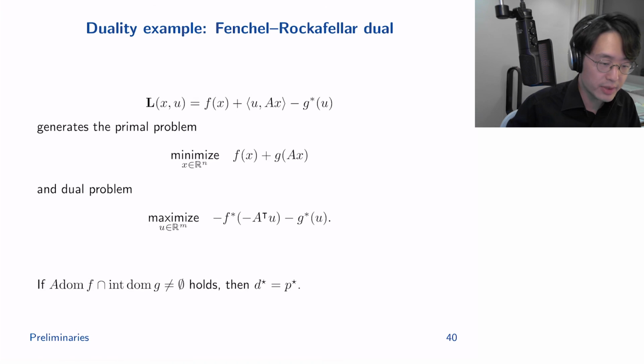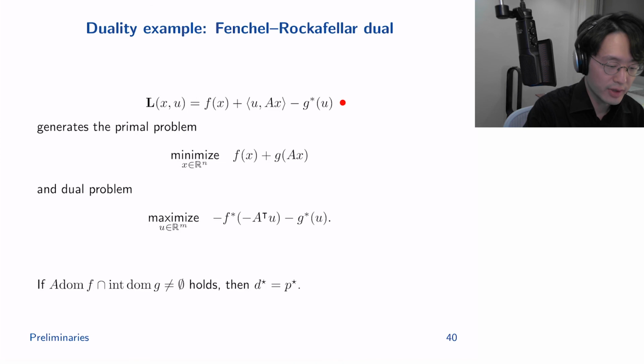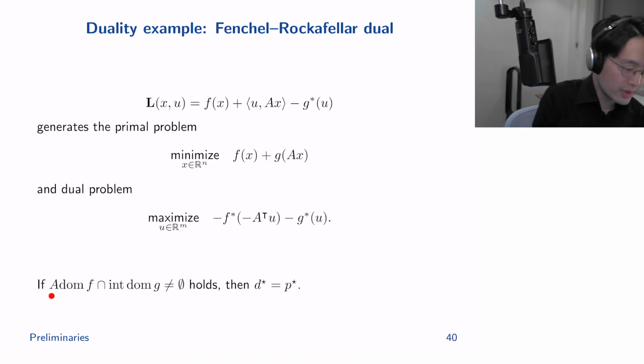Here's another duality example, called the Fenchel-Rockafellar dual. We start with this convex-concave saddle function, f(x) plus the inner product of u and Ax, minus g star of u. Here g star is a convex function in u, so minus g star makes this term concave. If we perform the maximization over u, we get this function of x, and minimizing this function of x is the primal problem. If we minimize the convex-concave saddle function over x, we get this concave function of u, and maximizing this function becomes the dual problem. When this regularity condition holds, it's possible to show that D star is equal to P star.